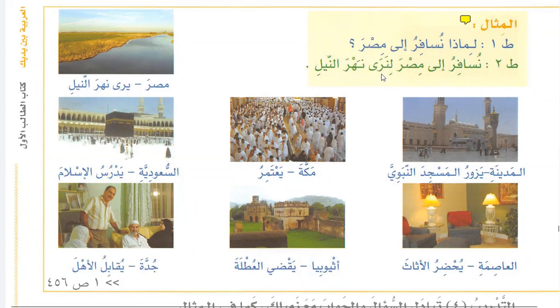Similarly, when we use harf jar with the fil muzari, we use fatha instead of dhamma. So when you use harf jar li with the verb yazuru, it will become li yazura, li yatamira. Li yadrusa, li yuhdira, li yakdiya, li yuqabila. So remember, harf jar gives fatha to fil muzari.